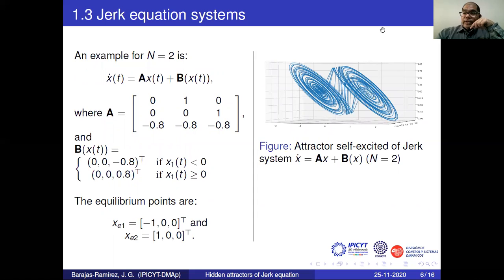For example, if we say that the nonlinear function has two components, then we can define a system like this one. In particular, we use the piecewise linear function that is discontinuous. It jumps from minus 0.8 to 0.8. So that's the discontinuity. And it generates an attractor like the one in the figure, and it has a self-excited characteristic. It's generated close to the vicinity of unstable equilibrium points in this case.